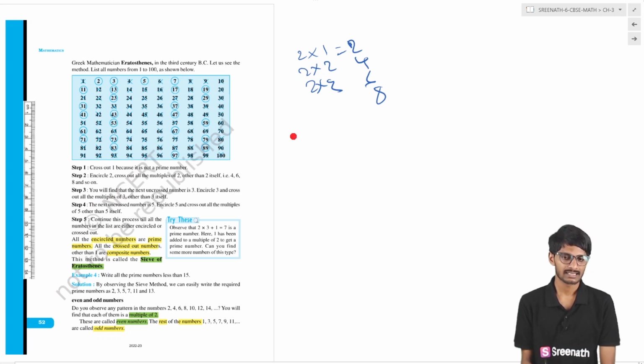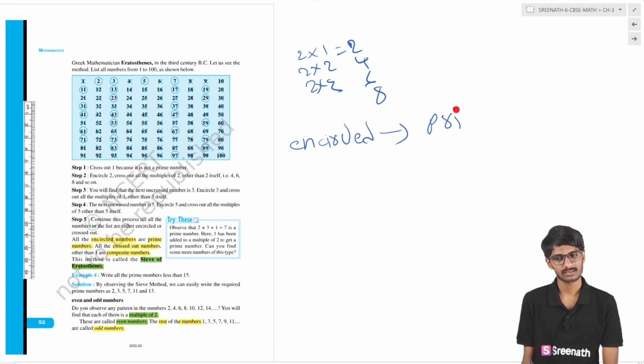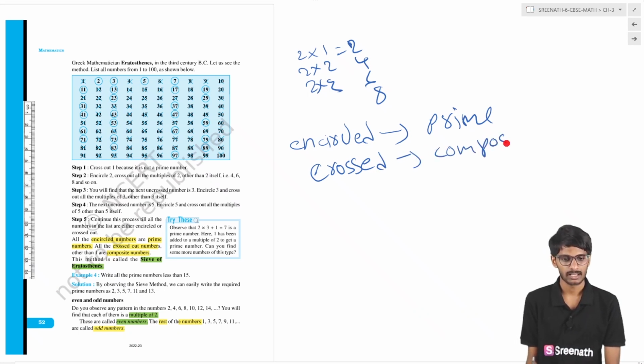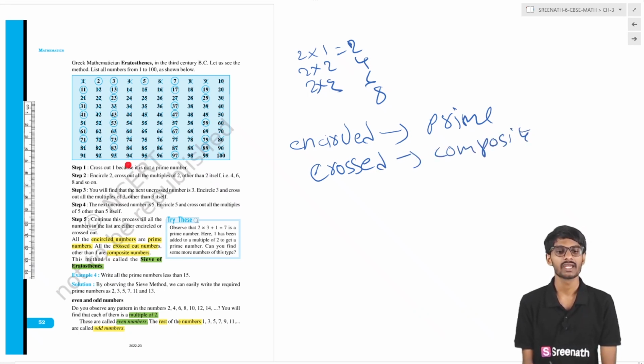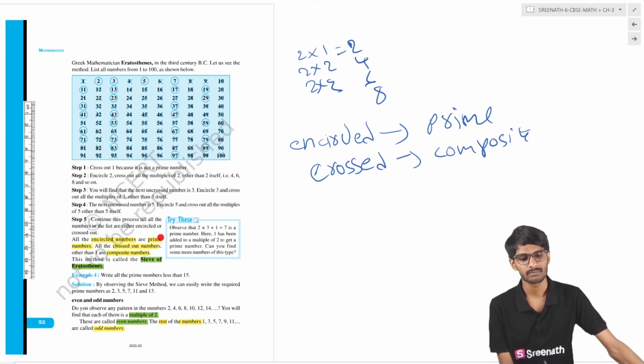At the last, the circled numbers are the prime numbers, and the crossed numbers are the composite numbers. So this is the way, by using this process you can easily find prime numbers.